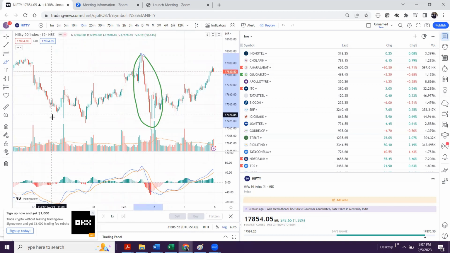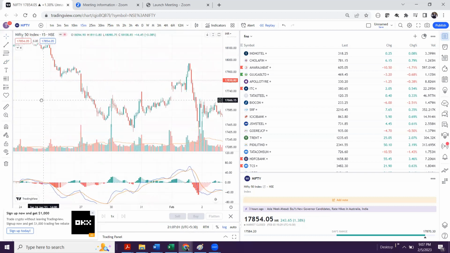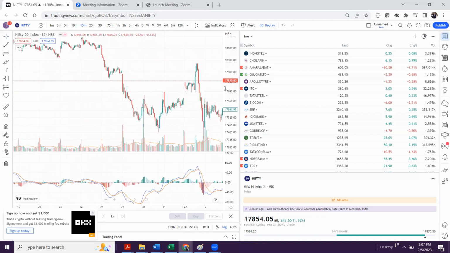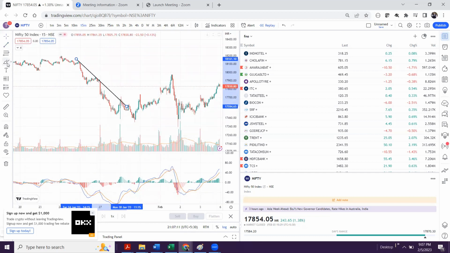Now, if you see this movement, let me first erase all this. Now let me draw a trend line here. If you draw a trend line here, you get the break of this trend line. But after this break, you can see the price slowly reversed and broke this, which means this is not an impulsive move, as wave one is completely retraced.